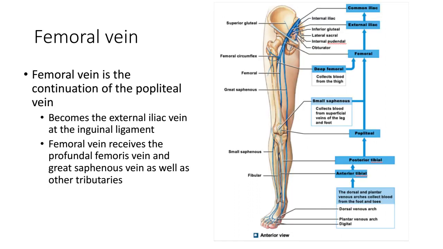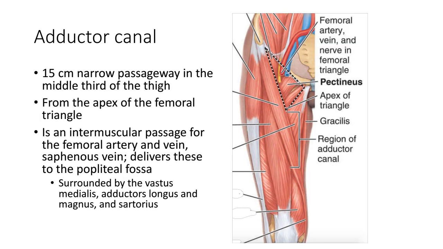The femoral vein is the continuation of the popliteal vein. So the femoral vein becomes the external iliac vein at the inguinal ligament. The femoral vein receives different tributaries, and one of them is the profunda femoris vein, and the great saphenous vein is another one, and then there's a whole bunch of other tributaries as well.